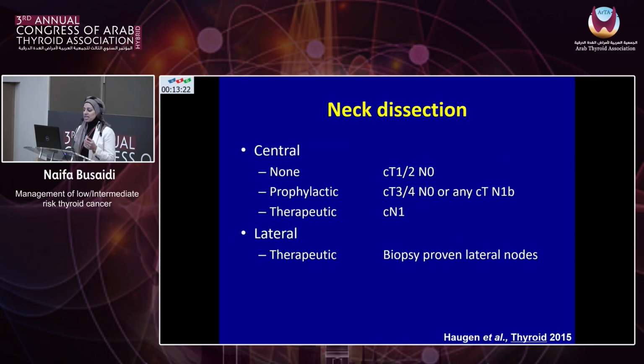So when it comes to neck dissections, what was emphasized is that a prophylactic central neck dissection can be done in T3 or T4 disease, or anybody who has lateral disease, the central neck dissection should be done. And if you have lateral neck disease, you don't do a prophylactic lateral neck dissection unless you have apparent disease there.